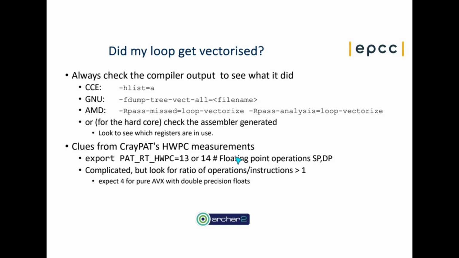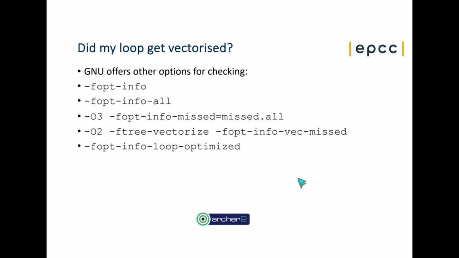But if you turn on the hardware counters for floating point operations, you look at the ratio of operations to instructions. If that's bigger than 1, that means you're using some vector operations. In the ideal case, if everything's vectorizing properly, you could get up to a value of 4 for the ratio of operations. You should be getting 4 operations per instruction, for example. Okay, and there's a bunch of other stuff that you can try for GNU compilers.